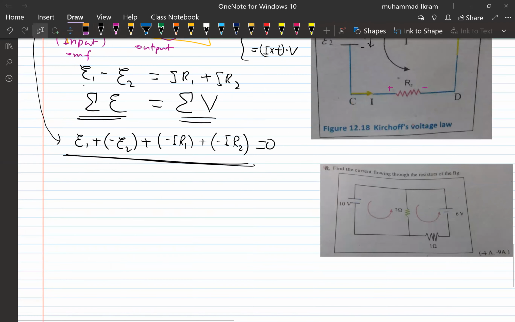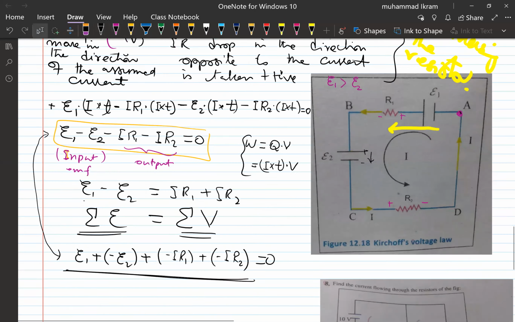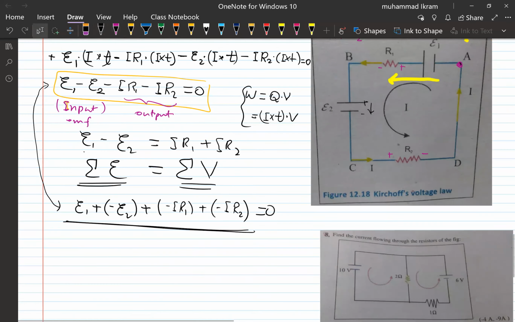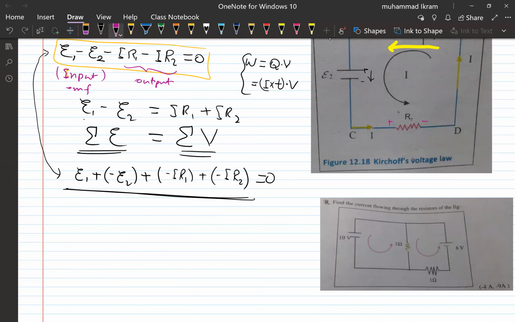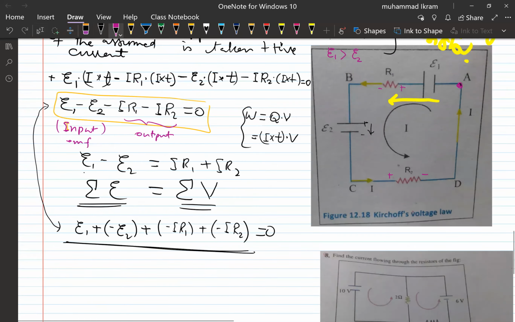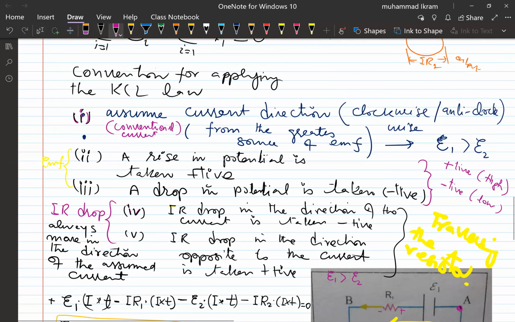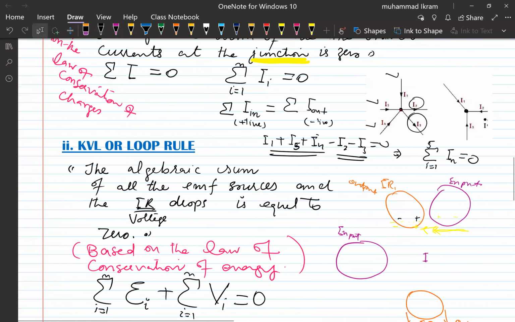So this numerical is remaining and I intend to solve this for you, but let me do it in my next lecture. But this is what I was thinking, that it is the most important point, that if you might have a question to show that Kirchhoff's second law is based on the law of conservation of energy, then you can prove it in this way.